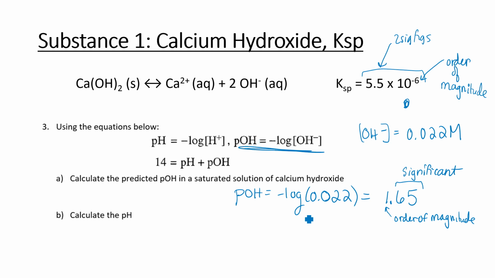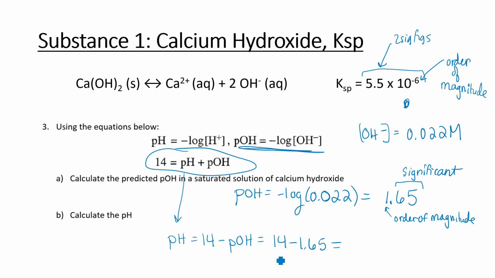So your pOH is 1.65, and then I'm trying to find pH. So this equation looks useful. So my pH is 14 minus the pOH. So 14 minus 1.65. And as far as sig figs goes, this 14 I'm going to assume has an infinite number of zeros behind it. So this is going to be 12.35 is my predicted pH.